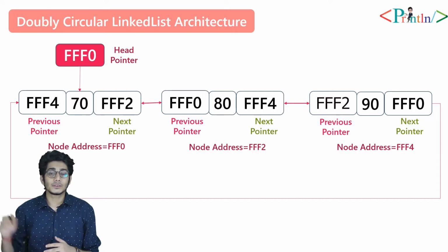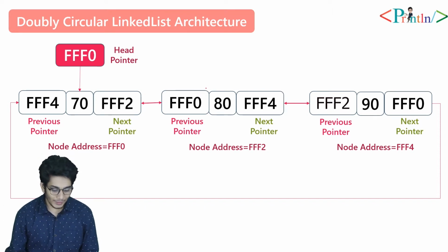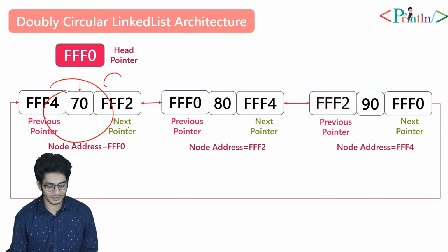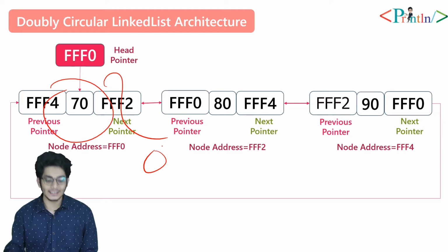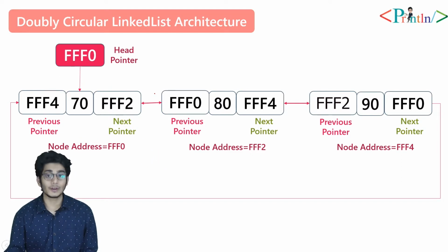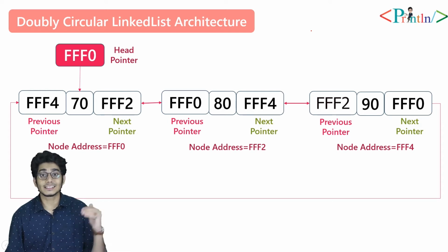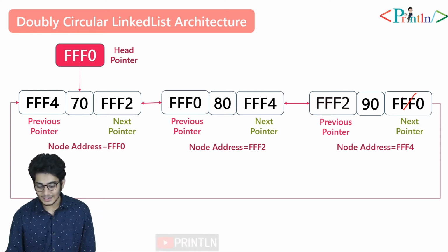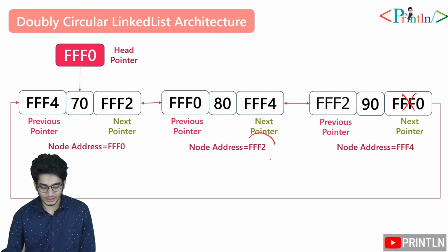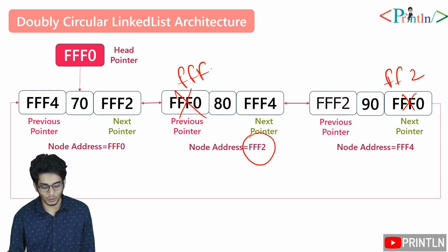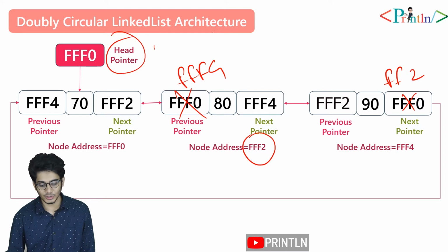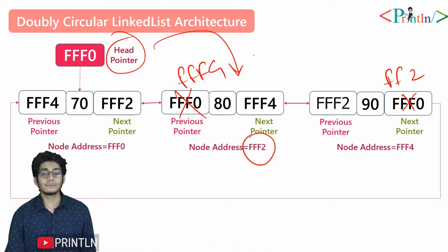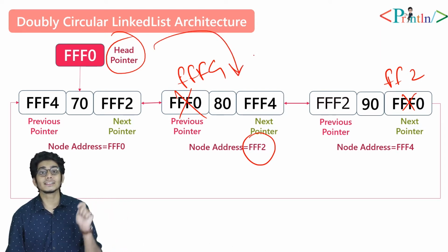As you can see on my screen, one DoublyCircular list is drawn over there. What we have to do is delete this node. So how can we delete that? For deleting the first node, what are the changes that we have to perform? At this position we have to put the address FFF2, and at this position we have to put the address FFF4, and the head should be pointing to this node. If we can make these changes, it means we can successfully delete our first node.